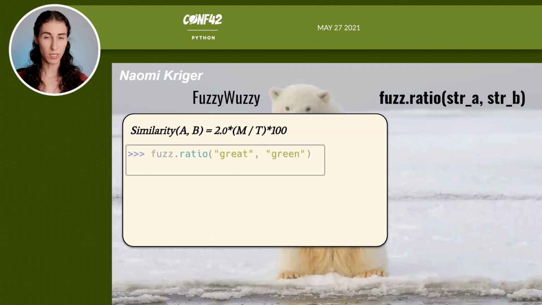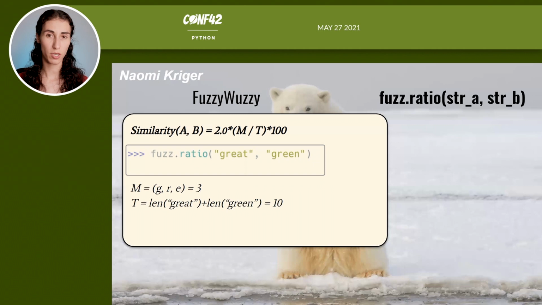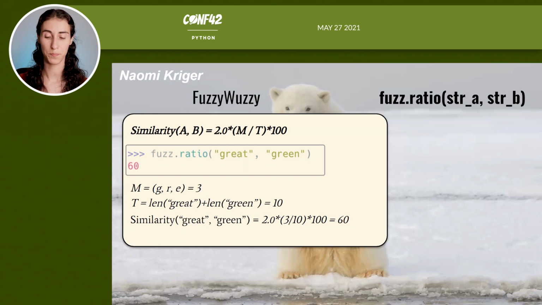Now moving on to a more realistic example, something in between, we can see that the comparison between great and green is a comparison where m, number of matches, is 3, because G, R, and E appear in both sequences and in the same order. T, total length, is 10. Therefore, the equation gives us twice 3 divided by 10, all multiplied by 100, which is 60.